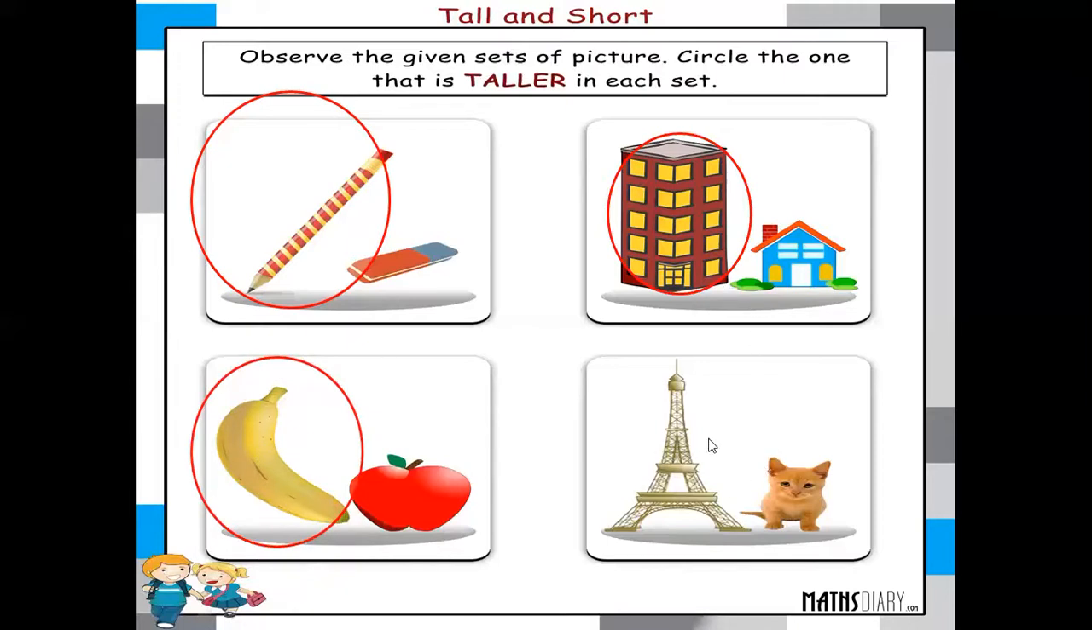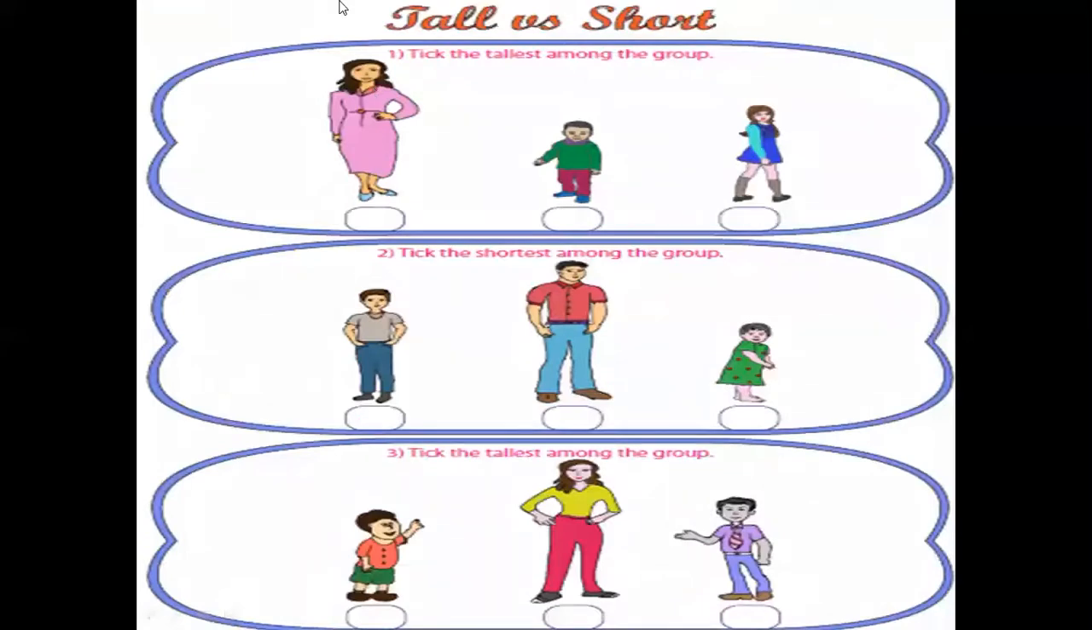Now again there is a tower and a cat. This tower is too big and the height of the cat is less than this tower. Okay. So what will you do? According to this exercise, will you circle the cat or this tower? You will circle the cat? No, no, no. You will not circle the cat. You will circle this tower because its height is more than the height of the cat. Understood? Well done. Now let's do some more activity.